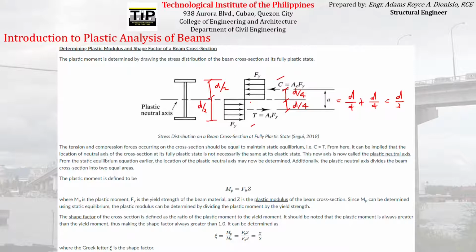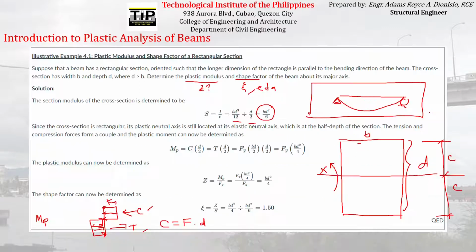Okay? So the moment that they produce is what we call the plastic moment. Therefore, the plastic moment is just equal to C times d over 2, force times moment arm, if we used C, or if T, then T times d over 2. So that is what you see here. The plastic moment is the same whichever one you choose.